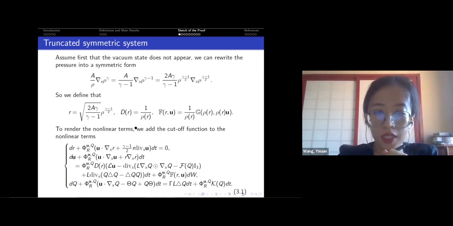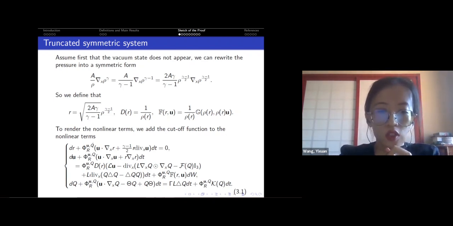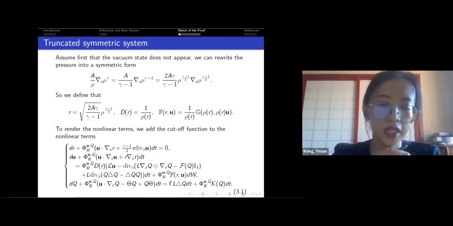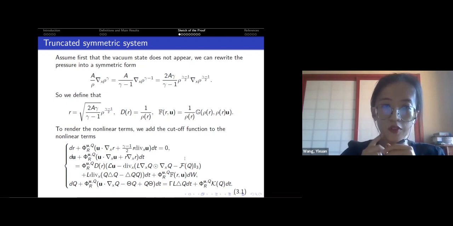I think in the last talk I also talked about this. The nonlinear terms in these equations are hard to estimate, so we add a cutoff function to the nonlinear terms, like χ_R of (u, Q). This cutoff function equals 1 when the W^{s,∞} norm as well as the W^{3,∞} norm of Q is less than or equal to capital R, and it is 0 if these norms are bigger than R plus 1. And we write it in the symmetric form like this.